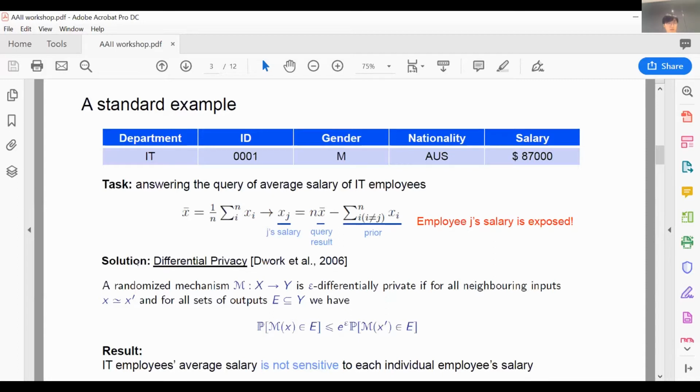To avert this issue, differential privacy has been a popular concept. The key idea is to introduce randomness to the mean function to enforce that the input X and its neighboring input X prime, let's say the n minus one employees' salaries, have pretty similar output. As a result, the average salary is not sensitive to any individual employee's salary anymore. So in this case, we ensure the mean function is differentially private.